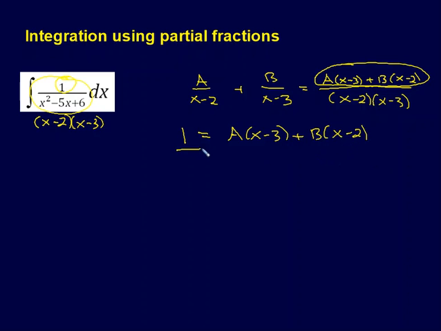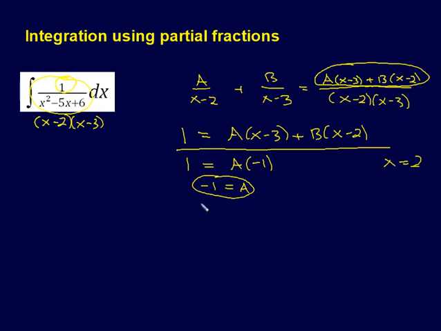And we'll take turns picking different values of x that would eliminate either the A term or the B term. So if I'm going to solve for A first, we're going to let B be eliminated by letting x equal 2. So now the equation would be 1 equals A times the quantity 2 minus 3. And so A would be 1 divided by negative 1. So I'll just make a note of that.